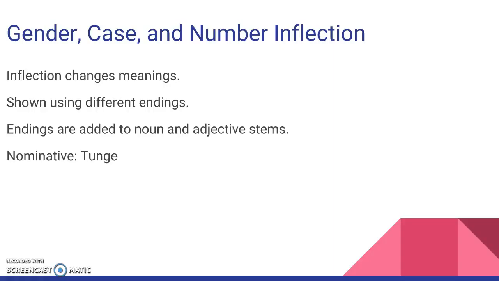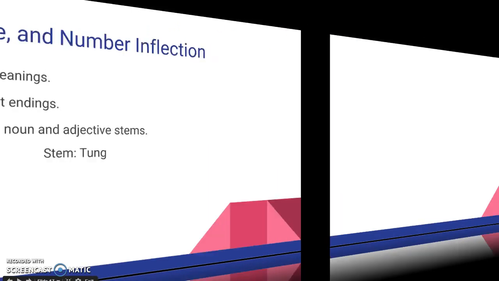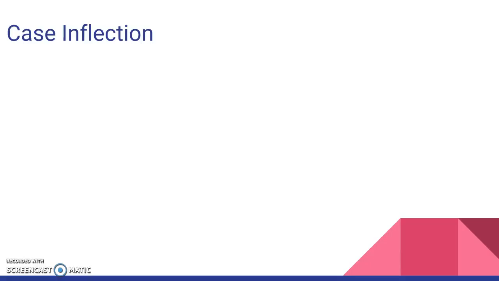Here, the Old English word for tongue is the nominative, and then to get the stem you take off the ending, so the stem would be tung. So you add endings to the stem in order to show how the word is being used in the sentence. There are different cases with different endings to show how a noun is being used in a sentence.